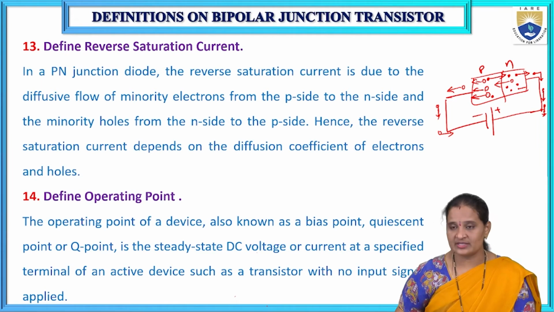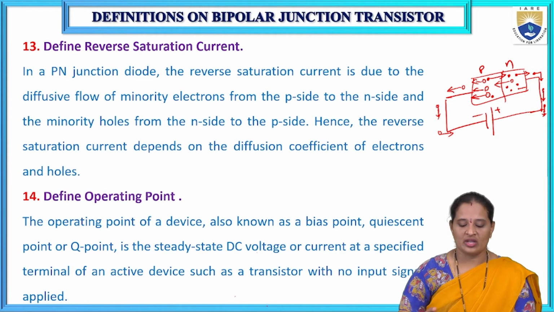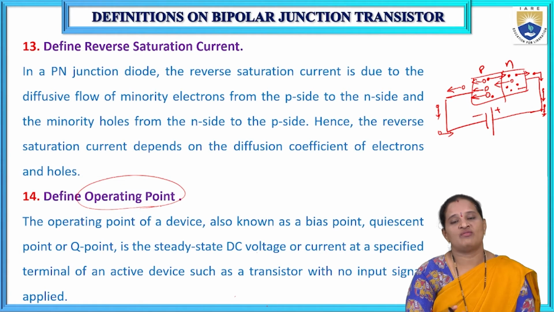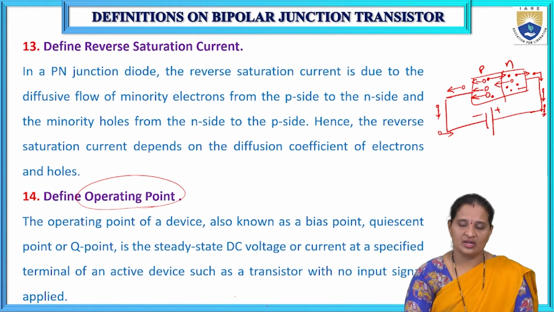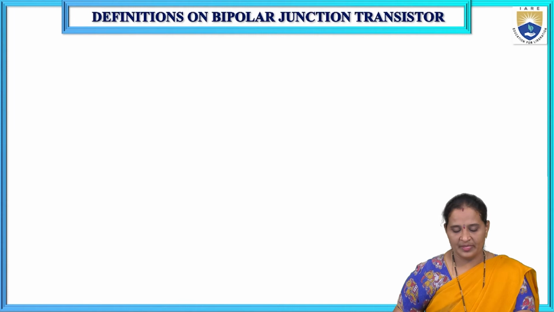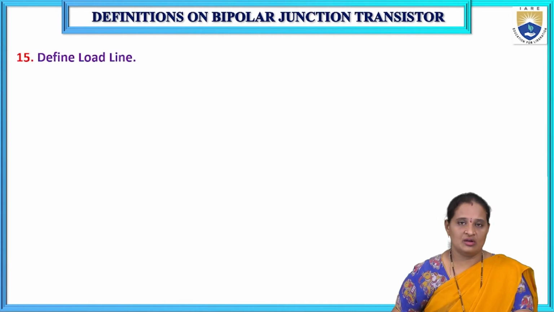So this is also called as bias point or quiescent point, and this operating point majorly decides the region of operation of a transistor. If the operating point lies in the active region, then the transistor is said to operate in active region, and if it is moving towards the cutoff region, then the transistor is said to operate in cutoff region. If it moves towards the saturation region, then it is said to operate in saturation region, right? So that is operating point.